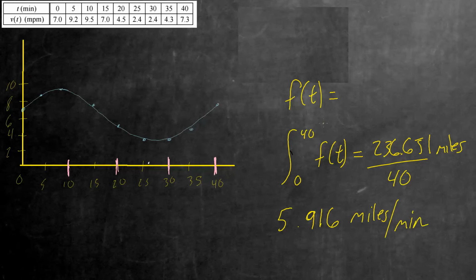Plenty of work shown here. The integral from 0 to 40 of f of t, we know that's miles. Divide by 40 to find our average velocity. 9 points.